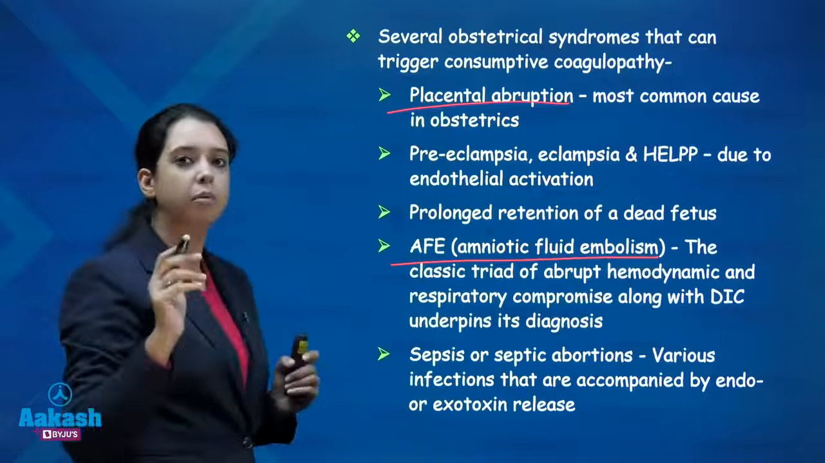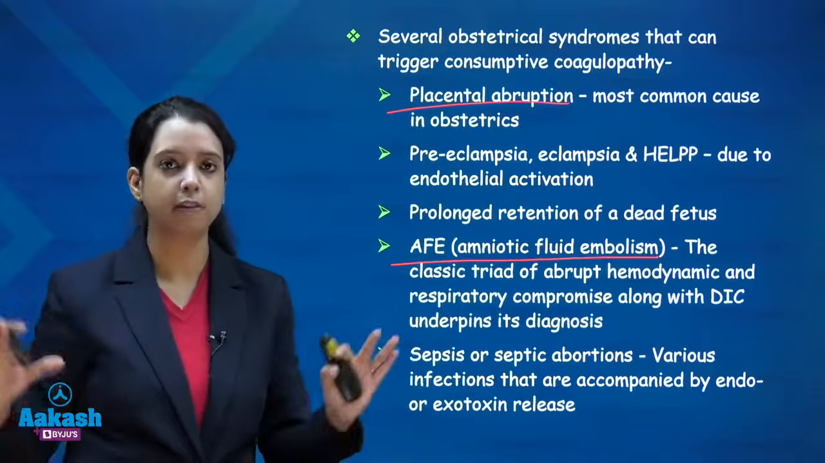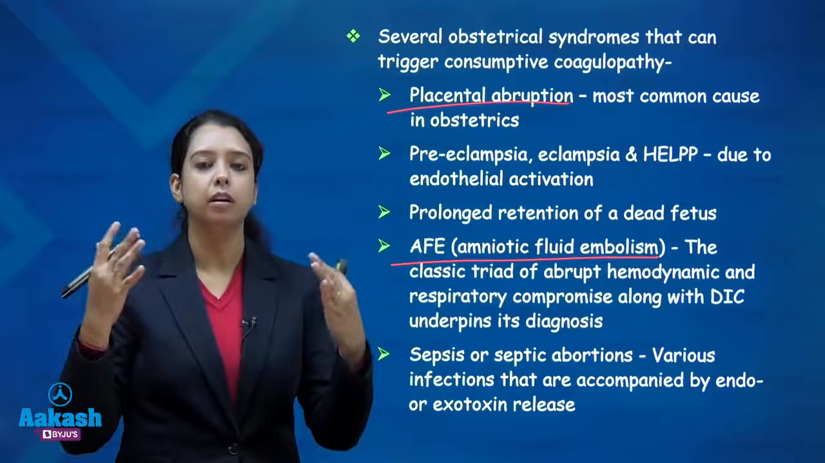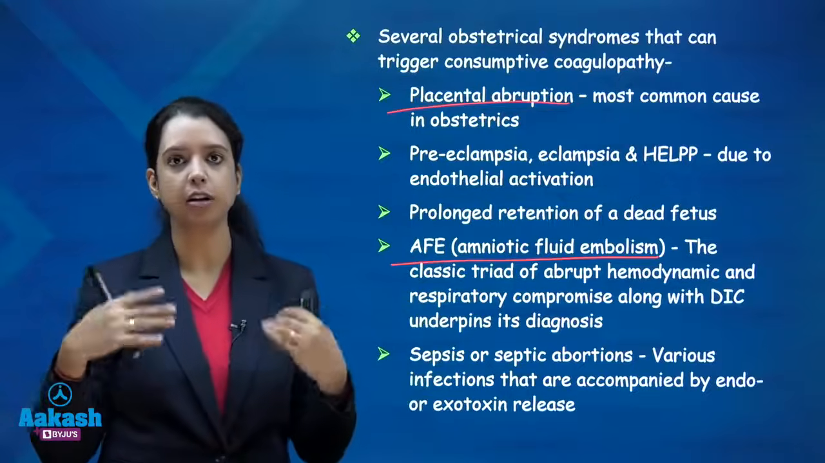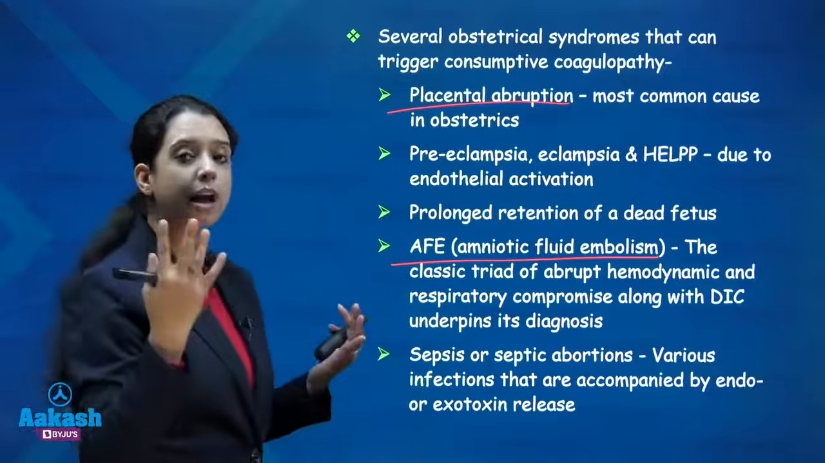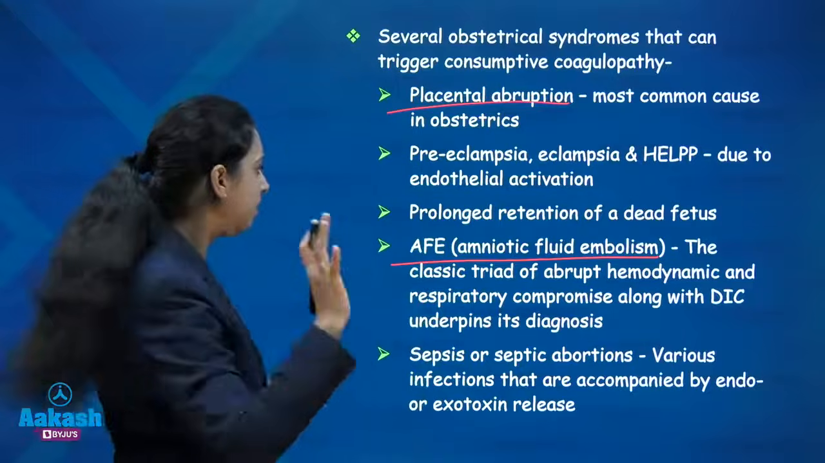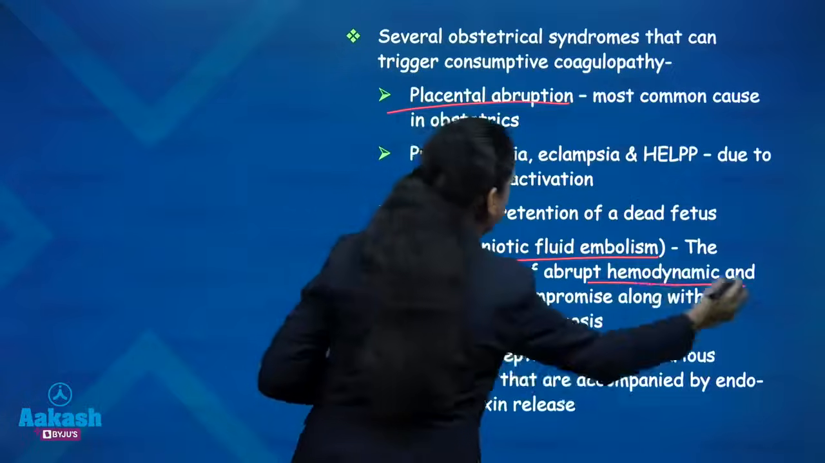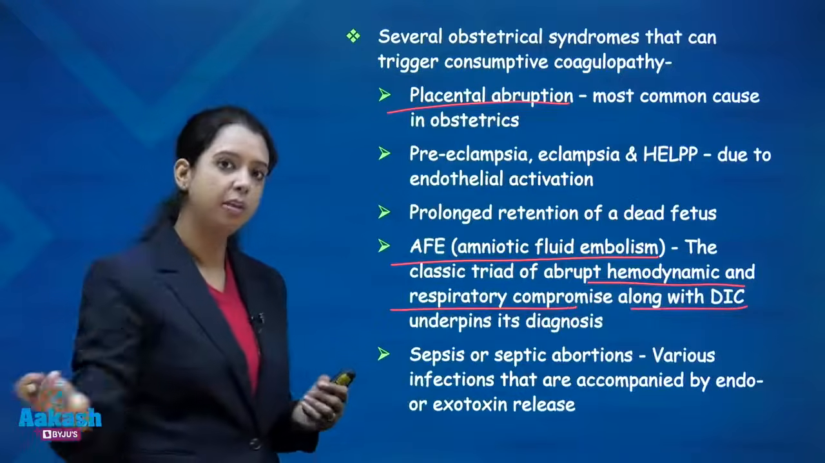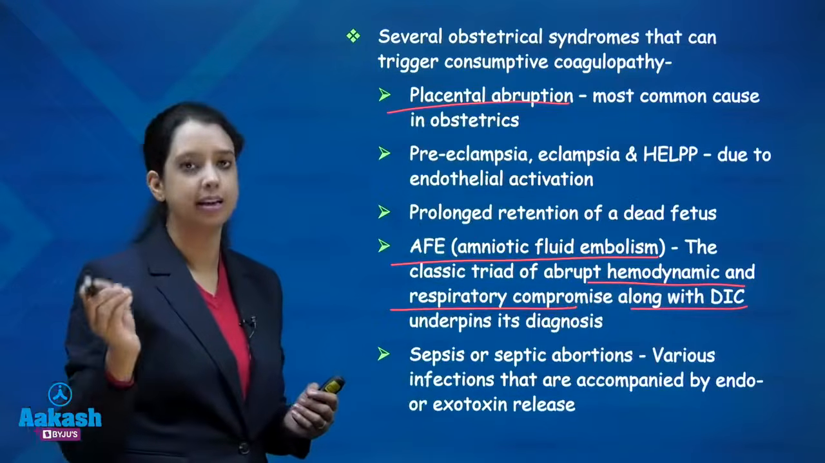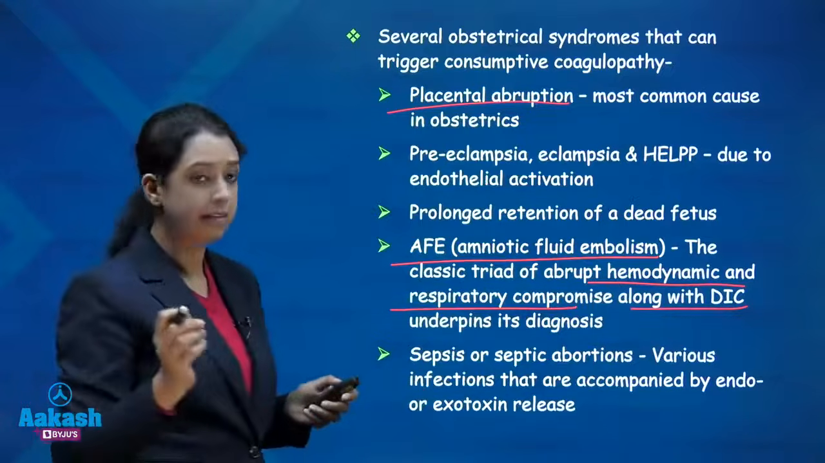Now in amniotic fluid embolism, there is release of the fetal tissue into the maternal vessels which leads to a sudden inflammatory response, again endothelial activation and tissue factor release. That's what is happening in amniotic fluid embolism. It has a classical triad of hemodynamic and respiratory compromise with DIC. So hemodynamic compromise, respiratory compromise and DIC. Sepsis is also another cause of DIC.